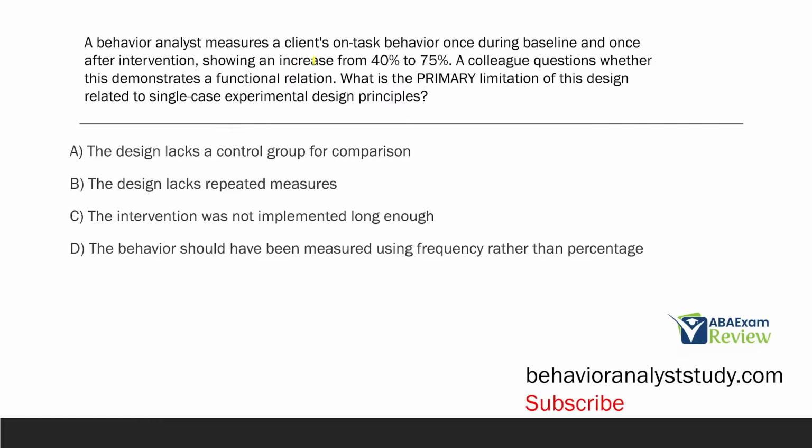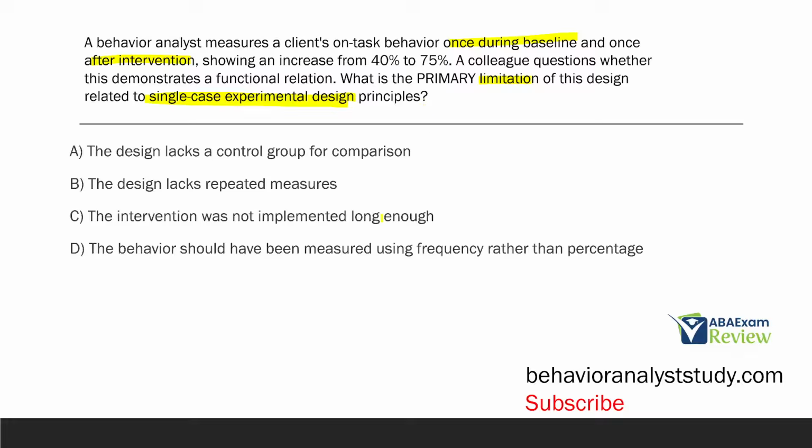A behavior analyst measures a client's on-task behavior once during baseline and once after intervention, showing an increase from 40% to 75%. A colleague questions whether this demonstrates a functional relation. What is the primary limitation of this design related to single-case experimental design principles? So we just did a video on the limitations of single-case experimental design in our task list series. Be sure to check that out. And here we are looking at a limitation based on single-subject design. What do we know? We know the analyst measured the behavior once during baseline and once after intervention.